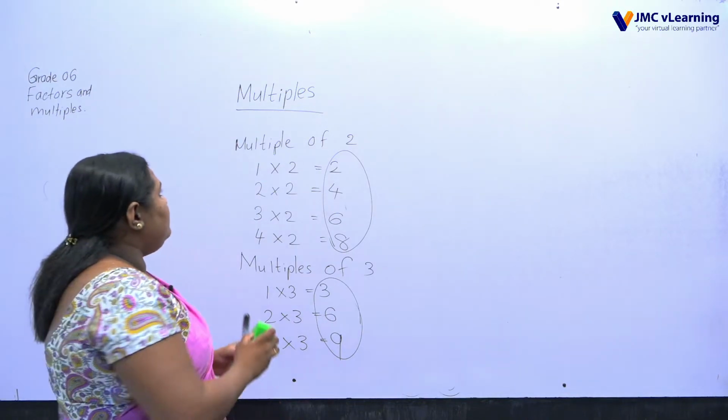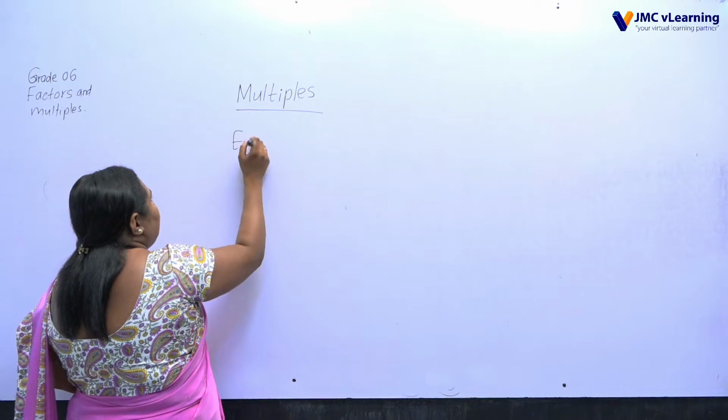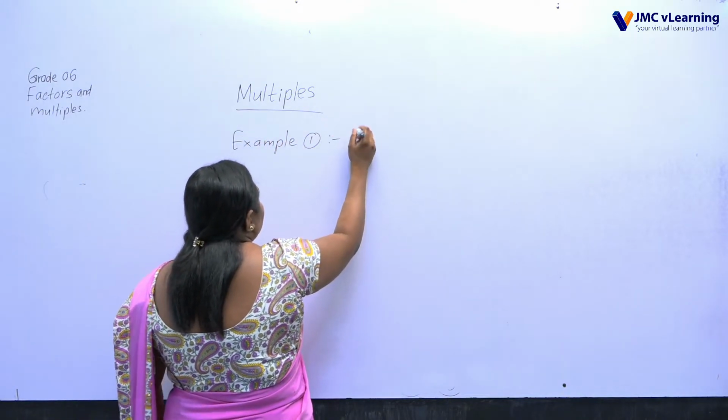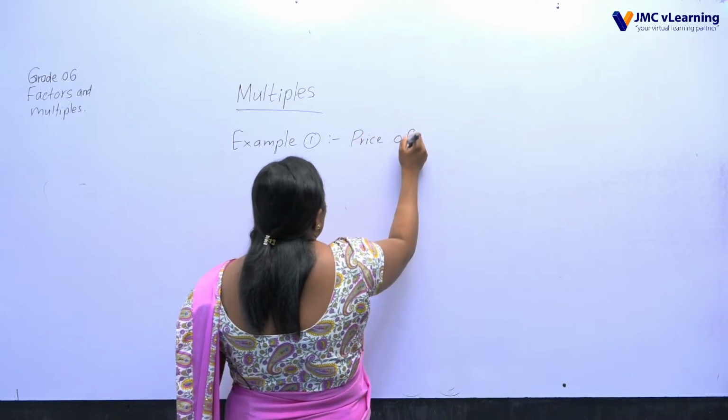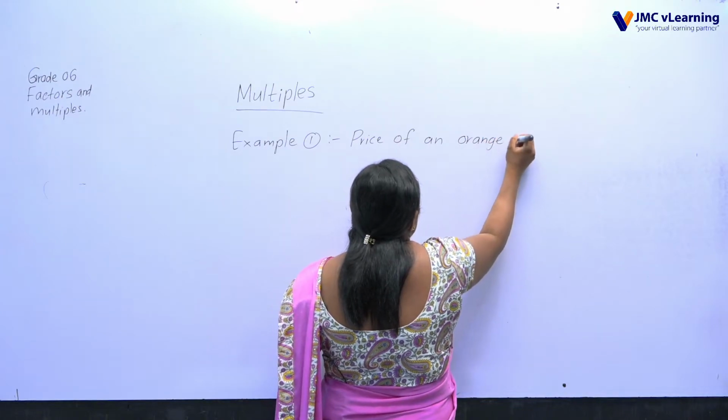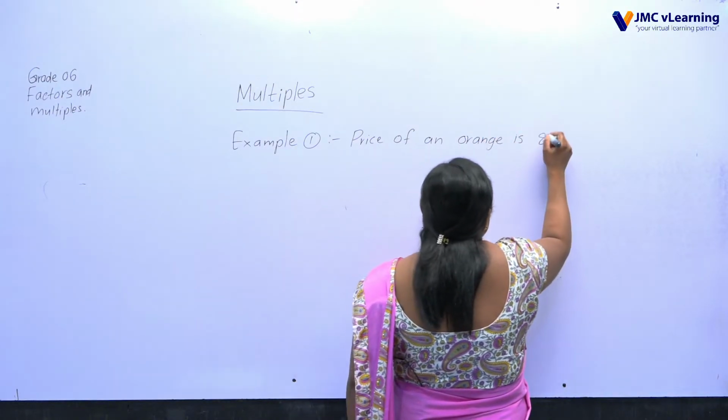Okay. Now, example 1. First example, the price of an orange is 8 rupees.